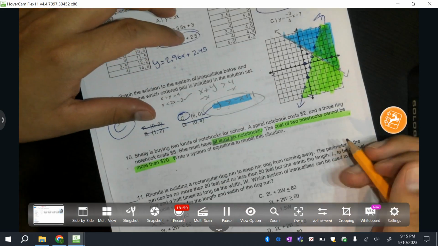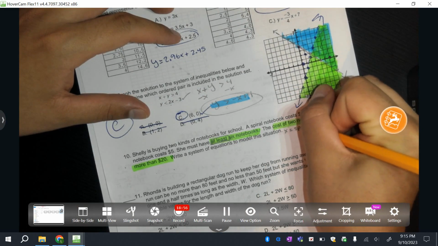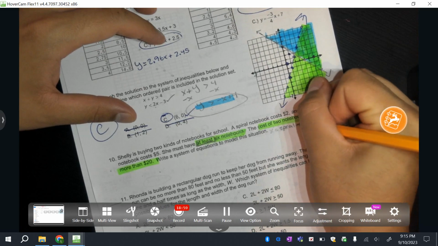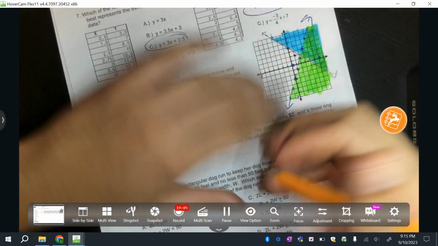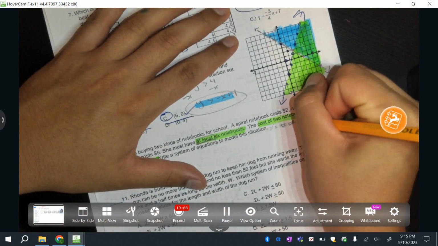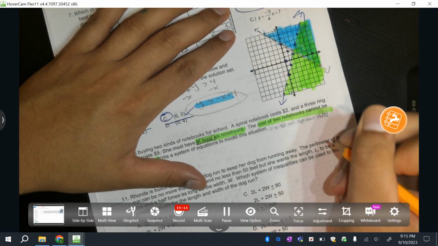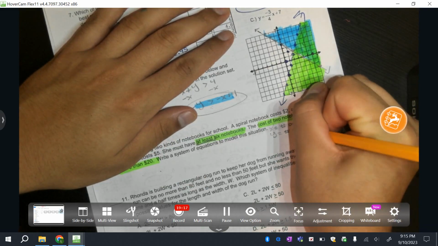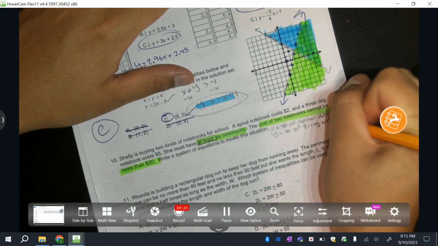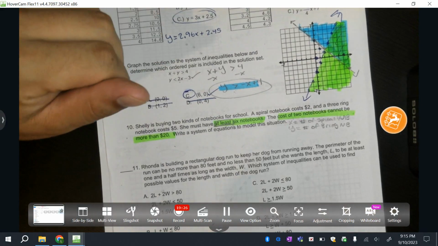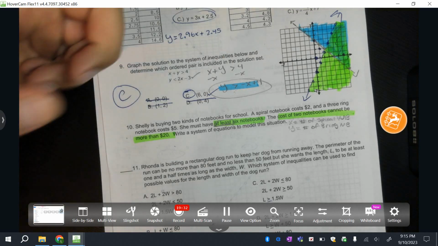Alright, so we have 2 kinds of notebooks. Let's make x the number of spiral notebooks. I'll put NB for notebooks, and then let's make y the number of 3-ring notebooks. Alright, so if we're going to make inequalities, we want anything related to cost or money to be together, and anything about quantity to be together.